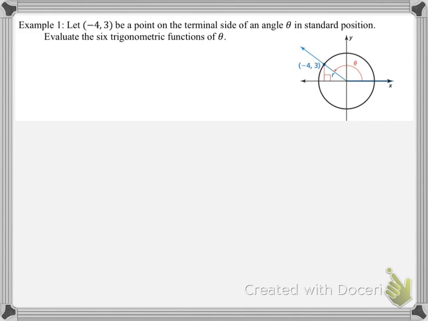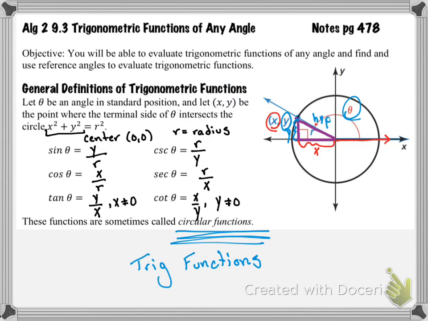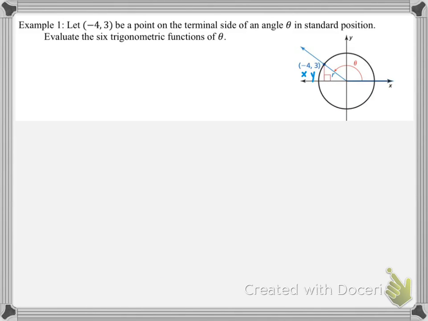So here we have, let -4, 3 be a point on the terminal side. So we basically know our x and our y. On the terminal side of an angle theta in standard position, evaluate the 6 trig functions. If we use these definitions from over here, we're really going to need to know our radius. We don't know that yet. So step 1, find the radius. Find r. Now how do we find it? Again, r is the distance from the center, from this center here to this point on the circle.